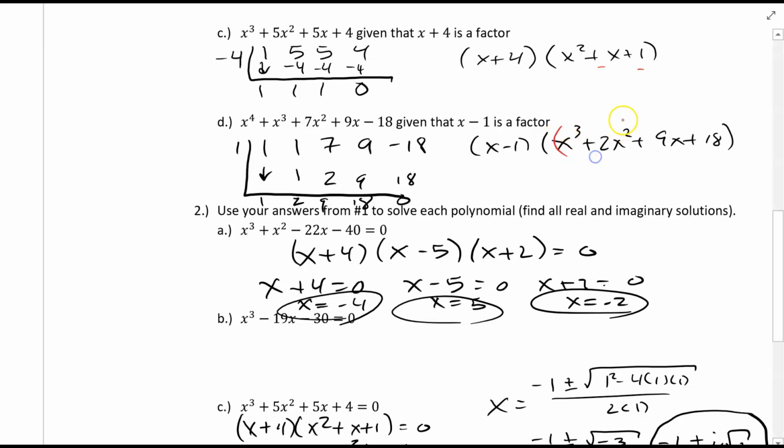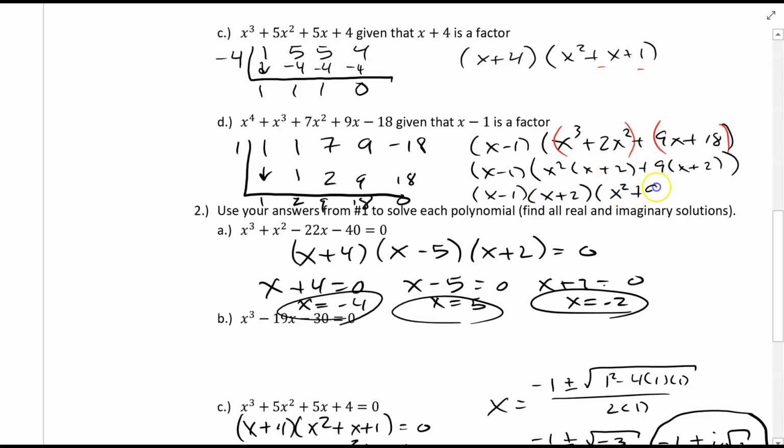So if I make 2 groups here, from the first group I can take out an x squared. From the second group I can take out a 9. And now I notice there's x plus 2's in common to both of those, so I can factor the x plus 2's out, and that leaves me with just x squared plus 9. So there's my factored form. Notice that x squared plus 9 can't factor anymore because it's not a difference of 2 squares, that's a sum. There's no factoring pattern for the sum of 2 squares.